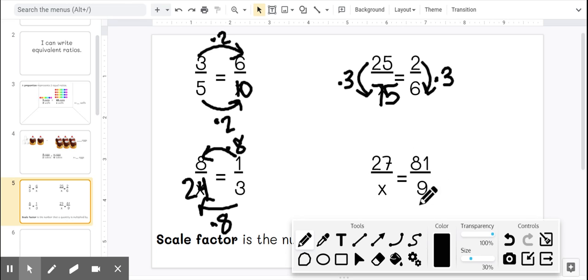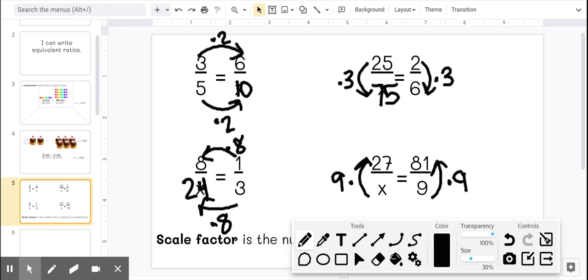All right, over here, my smallest number is 9. I'm going to see if I can multiply it by something to make x or 81. Let's go up this way. 9 times what is 81? 9. So we're also going to multiply by 9 over here.